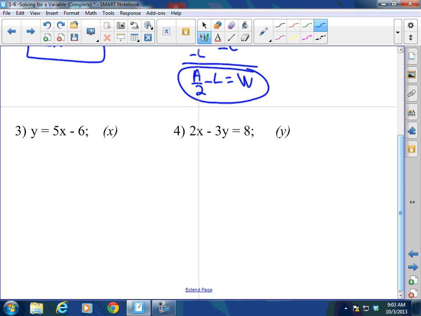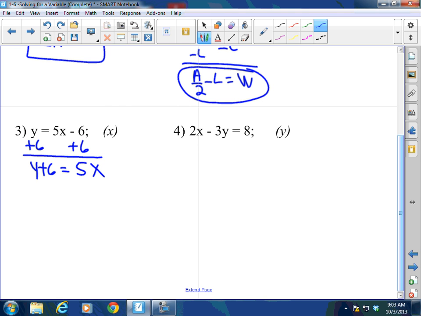It's being multiplied by 5 and 6 is being subtracted from that. So how do I undo a two-step equation, my man? That's right. You're going to undo addition and subtraction first, so you're going to add 6 to both sides. Y plus 6 equals 5x.